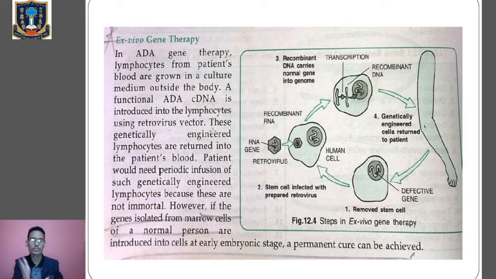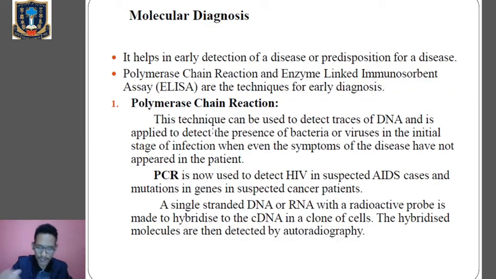Otherwise, we have to go through the periodic infusion of genetically engineered lymphocytes, which is not immortal. So for the permanent cure of ADA deficiency, we have to isolate the gene from the bone marrow cells of a normal person, and that gene has to be introduced into the cells at the early embryonic stage. Then only it will give a permanent cure for the disease. Clear? So here we have finished the role of gene therapy for ADA deficiency disease, which causes SCID.